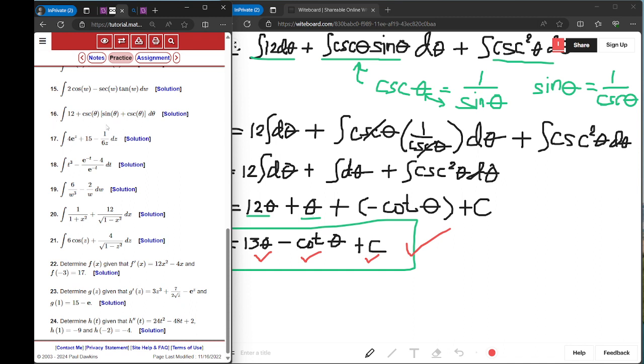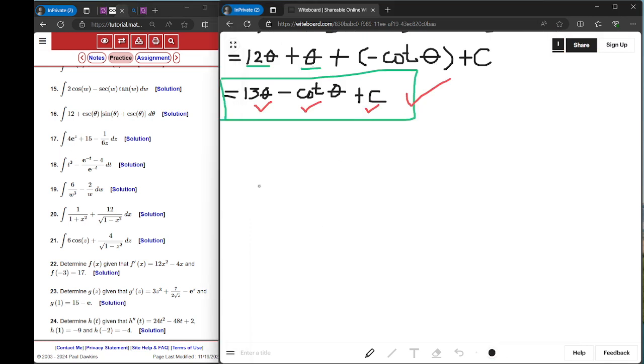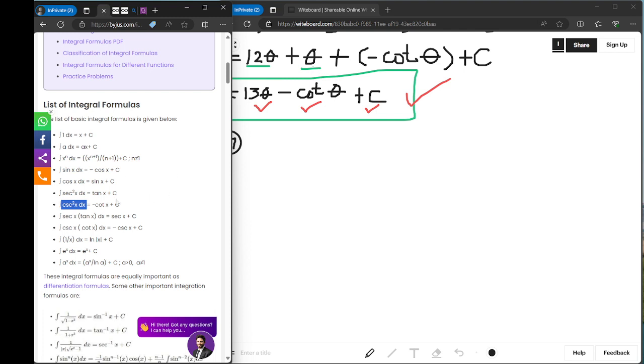What's number 17? It's not familiar, but we'll try. We have a formula here, so this would be very helpful for us. We have this one: e to the x dx is equal to e to the x plus c. So just e to the x plus c.